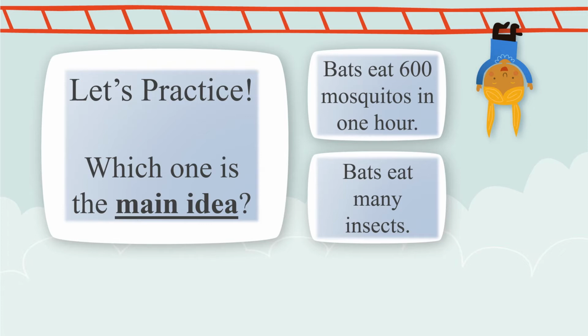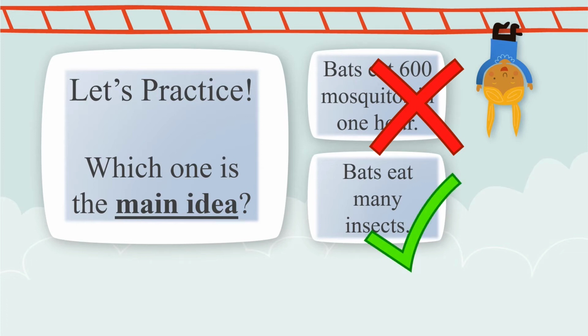So our first choice, that bats eat 600 mosquitoes in 1 hour, well, it's true, the text did say that they eat that, but that's not what it's mostly about. That's actually a detail. But the second choice, bats eat many insects, that's what the whole text was about. And we even found our clues of the title, the illustrations, and repeating words. So that one was the right choice.